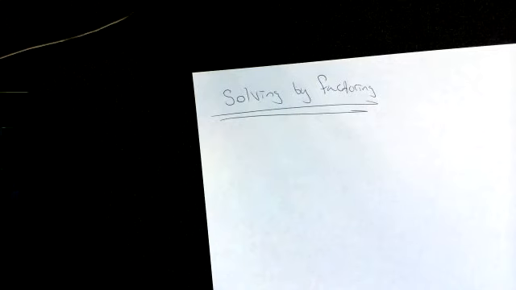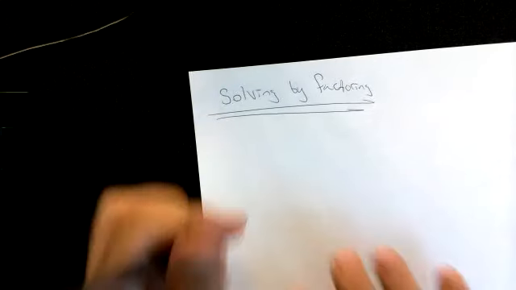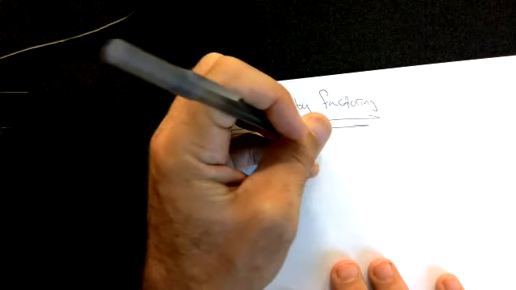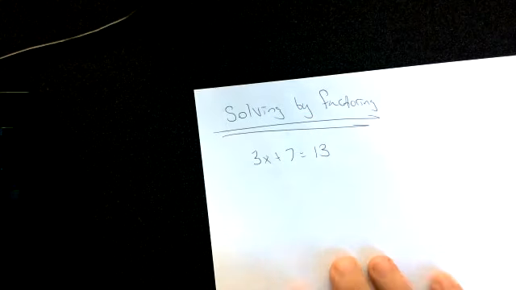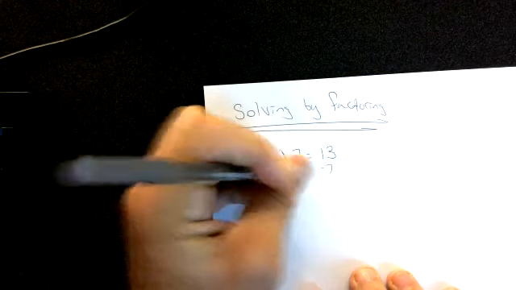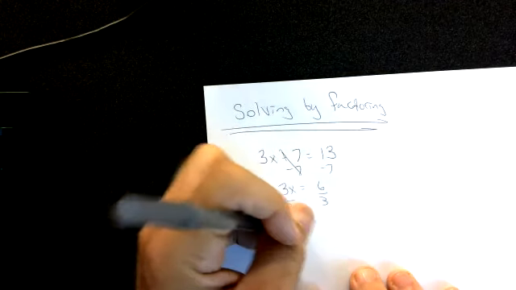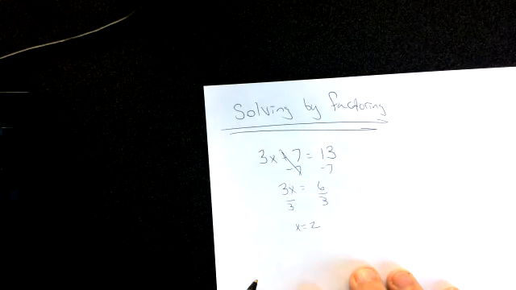Now, the reason we can't solve these like a regular equation is if I gave you something like 3x plus 7 equals 13, we can solve for x. Subtract 7 from both sides. 3x would equal 6, divide by 3. All right, x is 2. Great.